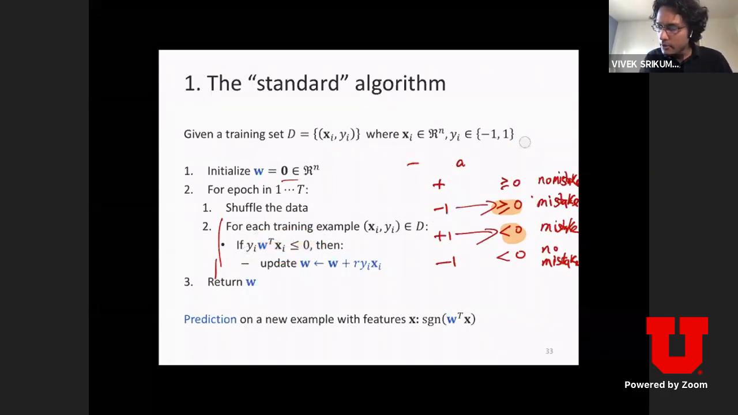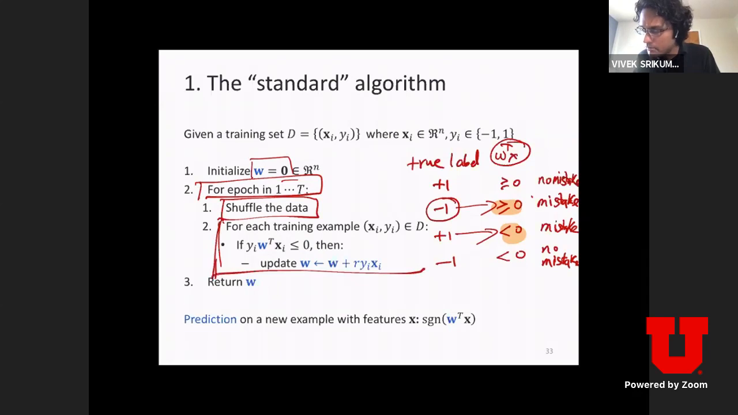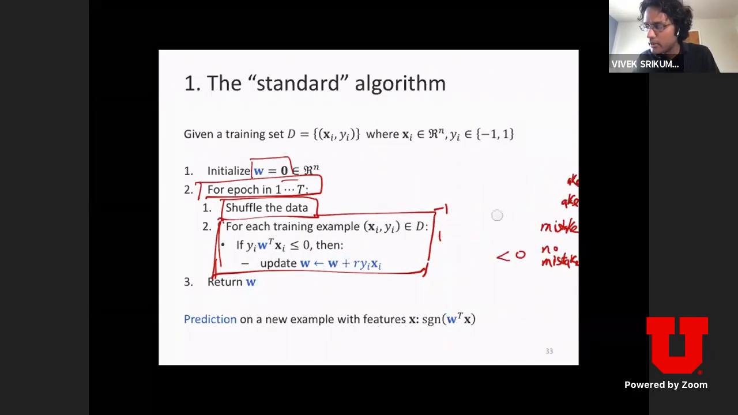Going back to the batch perceptron algorithm, you iterate through the data multiple times, in multiple epochs. You initialize your weights only once at the top. You never initialize again. And inside each epoch, you shuffle the data so that in every epoch, you go through the data in a different order. And then you just apply the perceptron loop.